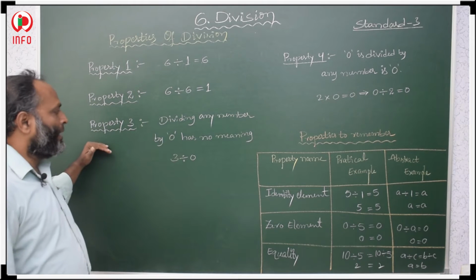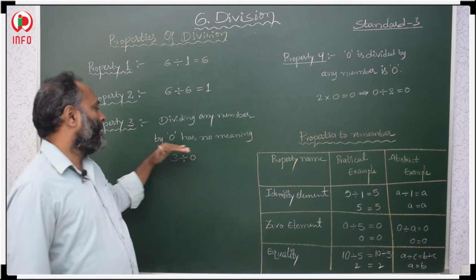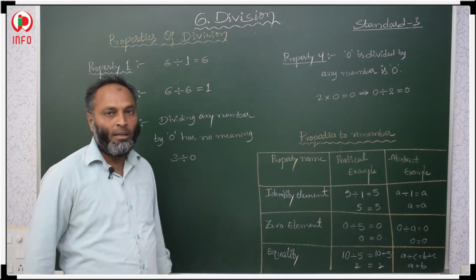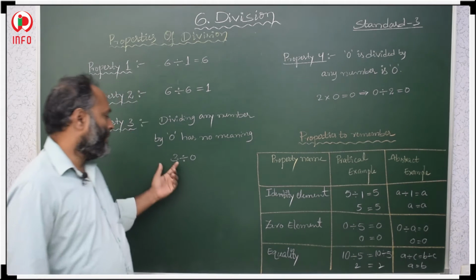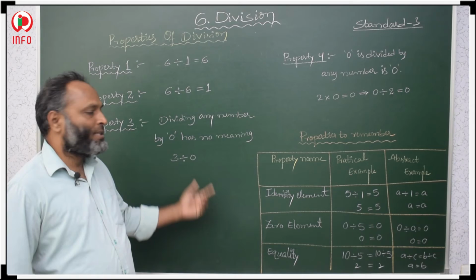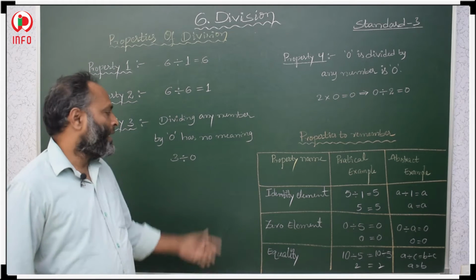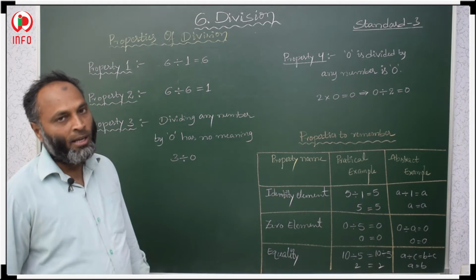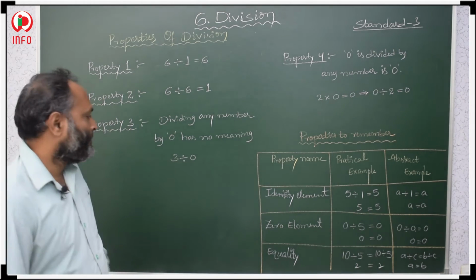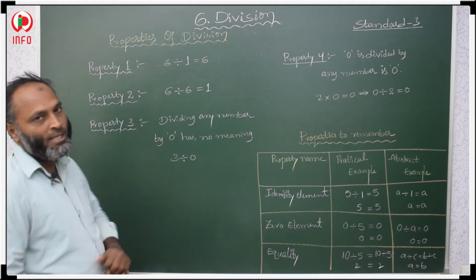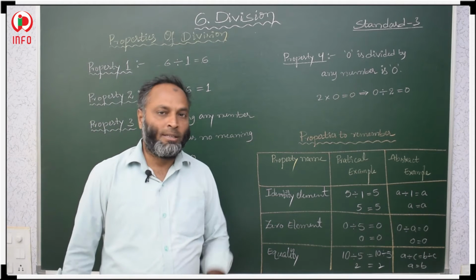Then the third property: dividing any number by 0 has no meaning. Whatever number it is, if it is divided by 0, it is meaningless. How is it meaningless? See here. What is division? Division means repeated subtraction.